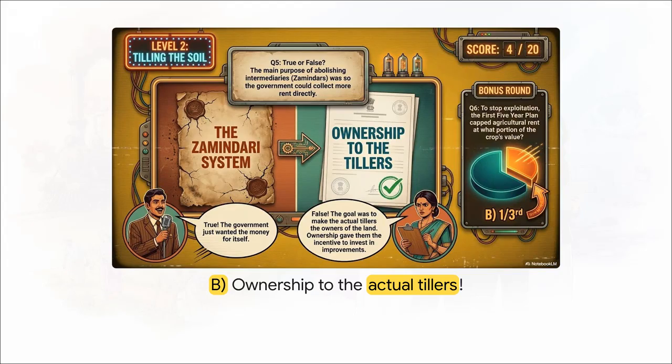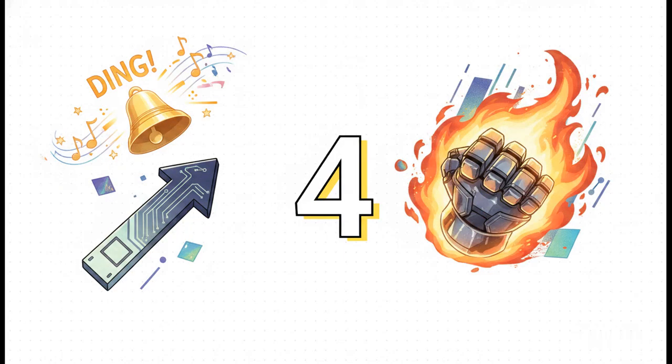Now, what's really interesting about this is how the old, totally exploitative zamindari system was visibly dismantled. The government didn't just do this to collect rent directly, right? The main goal was to literally hand over ownership to the actual tillers of the land. Why? Well, because ownership gave those farmers the actual, tangible financial incentive they needed to invest in farm improvements and really boost that output. Level up! Look at that! You are sitting pretty at 4 points. Take a quick second to enjoy that dopamine hit of progression because the gauntlet is about to get a whole lot harder.